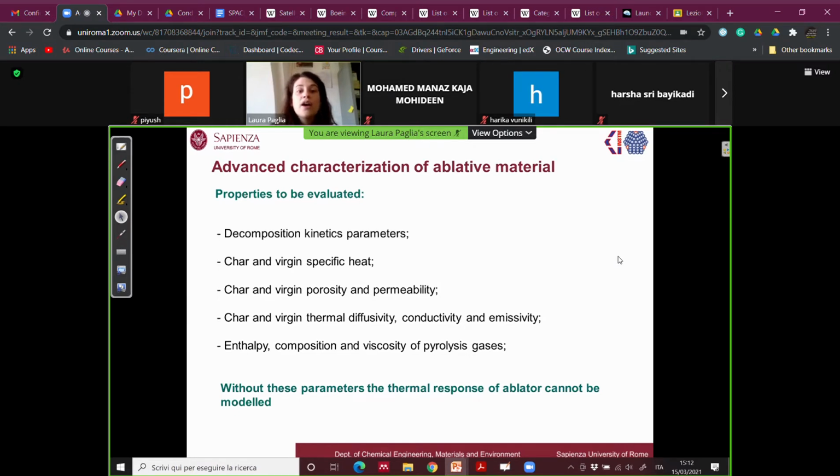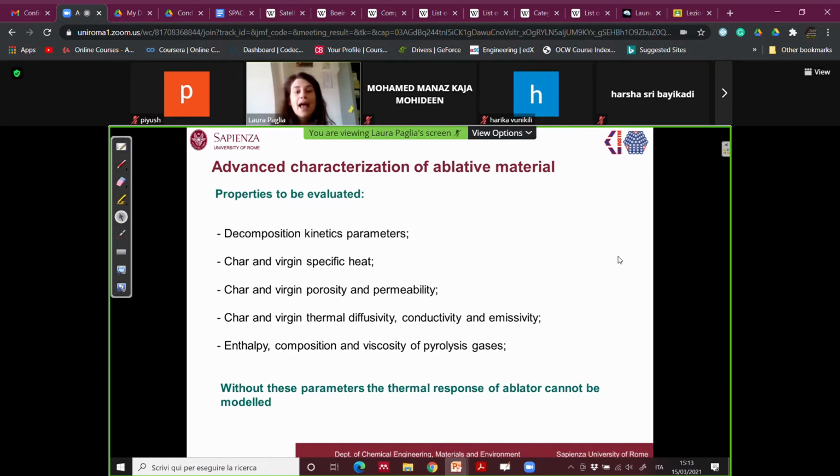Then, char and virgin thermal diffusivity, conductivity and emissivity. Okay, why? Because we have an exchange of heat by conduction with the external fluid layer, but we also have radiative phenomena. Okay, so a radiation which warms up the material. And for this reason, it is very important to know the value of the emissivity of our material.